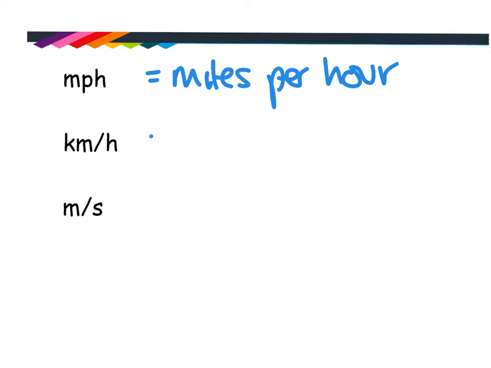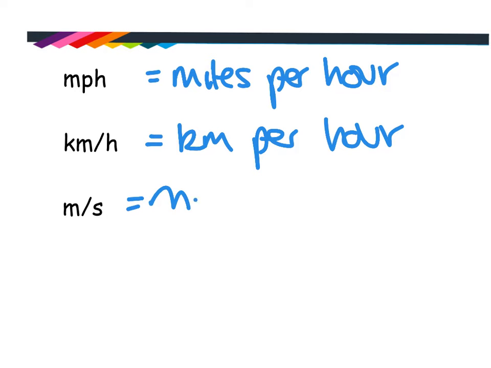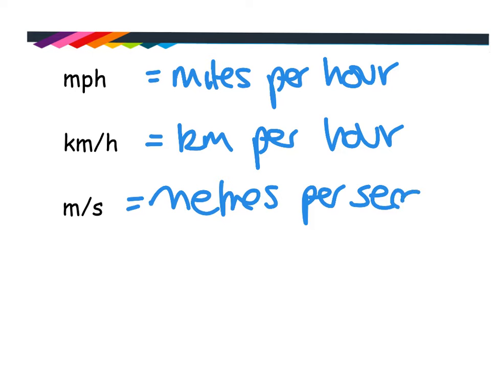You'll also meet different units of speed, and if you haven't been talked about speed before, this first one, mph, stands for miles per hour. The second one stands for kilometres per hour. And the last one, excuse my writing there, is meters per second. We'll probably use that one if you're talking about really fast runners.